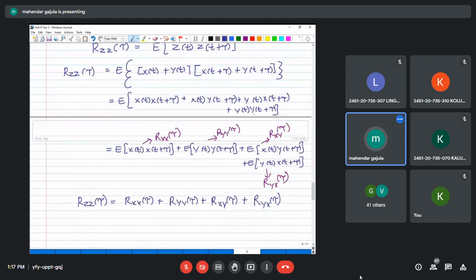This way we just have to substitute that xt plus yt in the formula. Just simplify it. That gives us this sum of the autocorrelation functions and cross correlation functions. Any doubts in the properties? Any doubts?